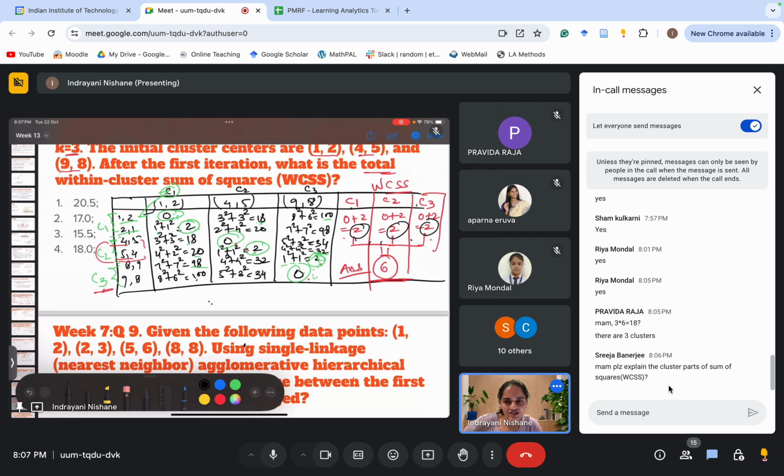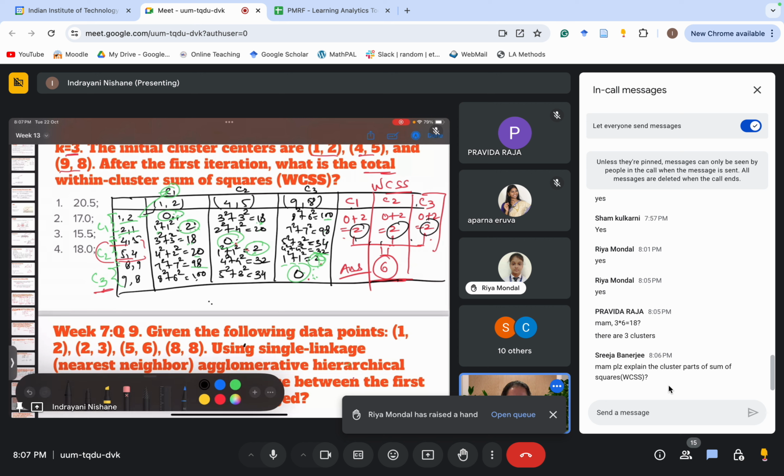Out of these calculations, we just computed which point goes to which cluster, and then for each cluster there were 2 points assigned, and we just added the distance between that point and the cluster center. That gave us the sum of squares for clusters, and each sum of squares added to get the total, which we got as 6.